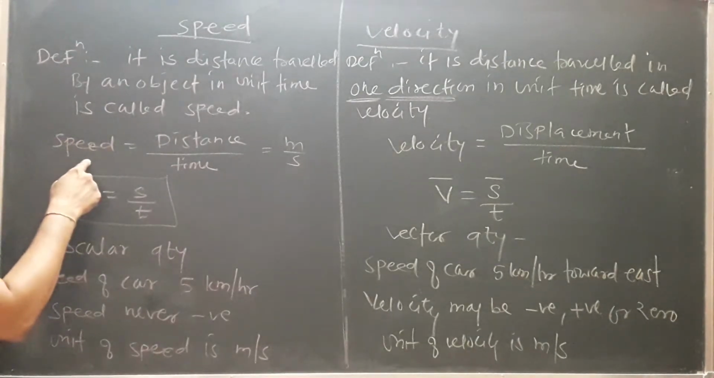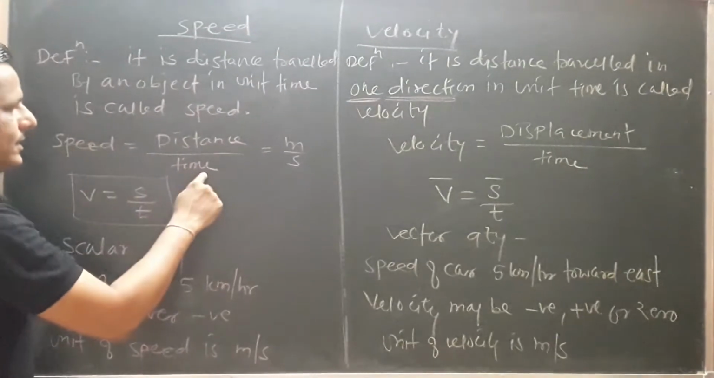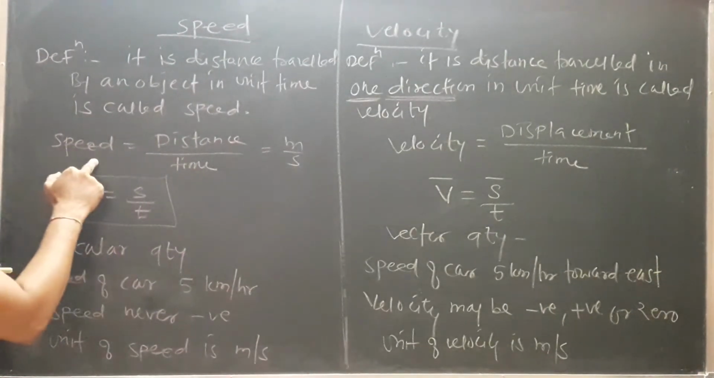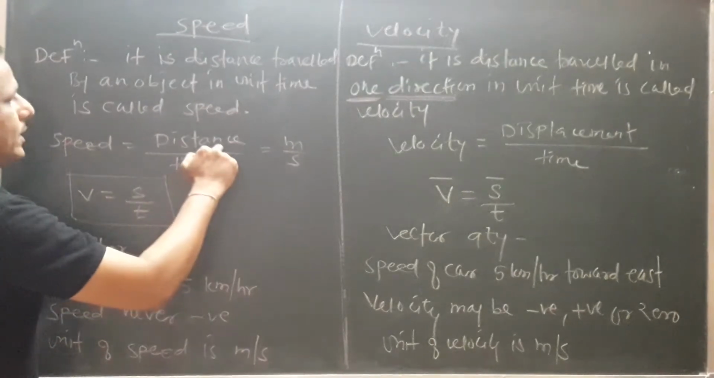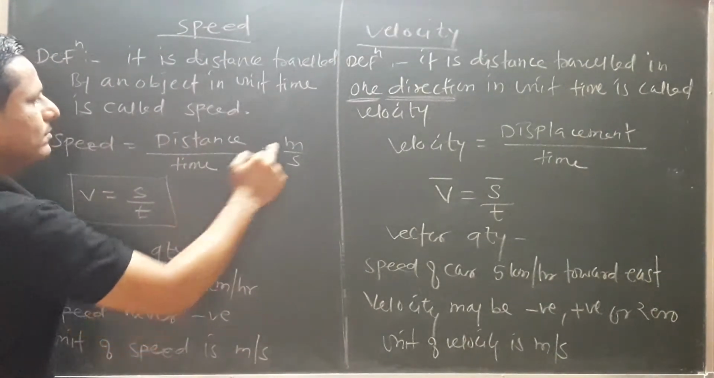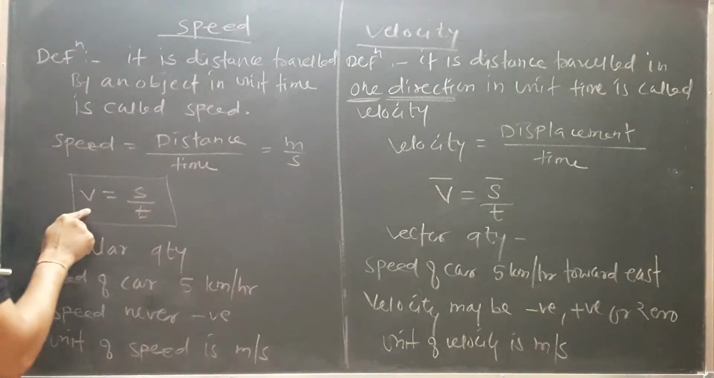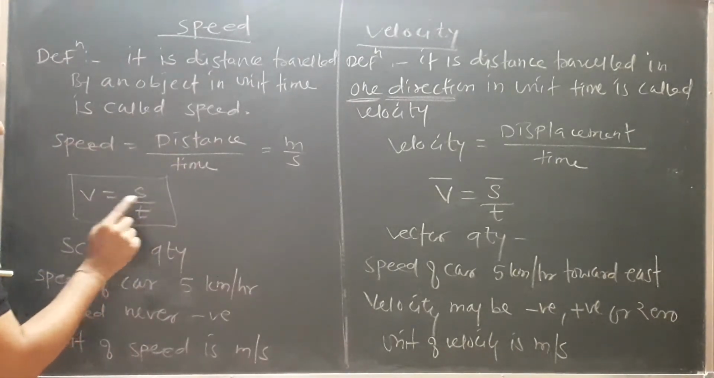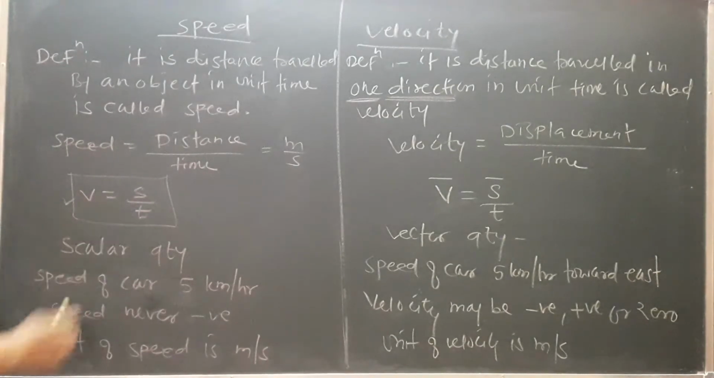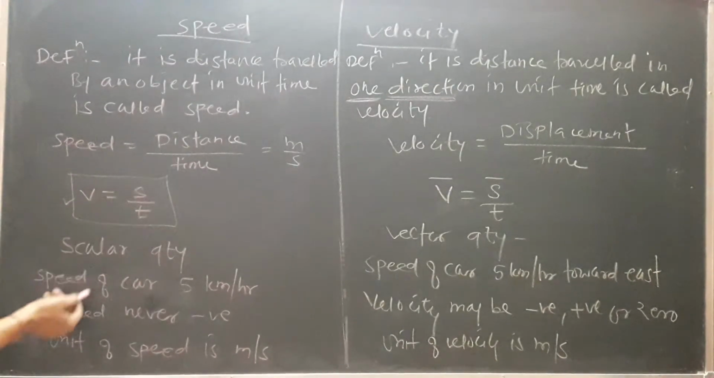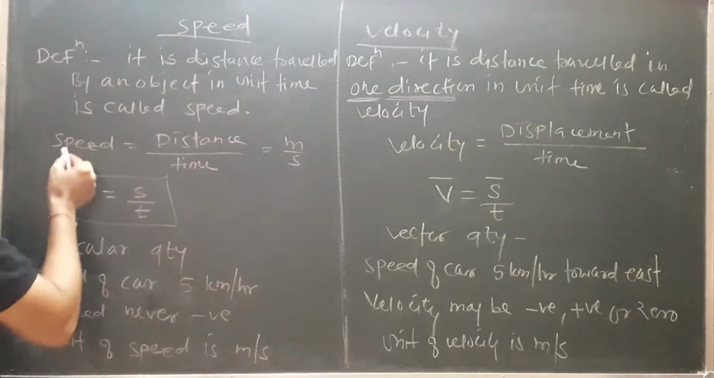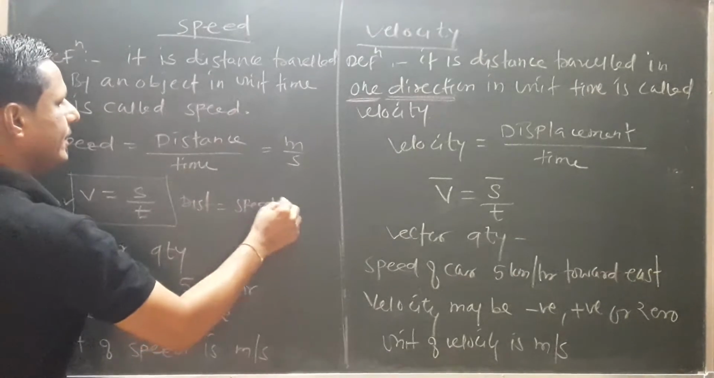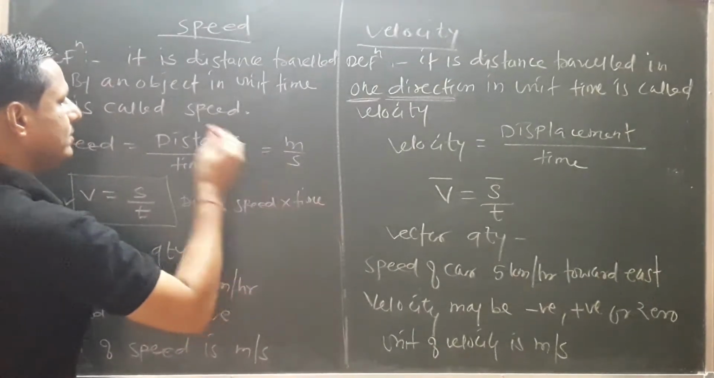As I mentioned, speed is nothing but the distance traveled per unit time. If I make the formula for that, speed is equal to distance upon time. Here in terms of variables, speed is denoted by v, distance is denoted by s, and time by t. So we have the formula v = s/t. We can take another formula from that, that is distance = speed × time. That also we have mentioned.